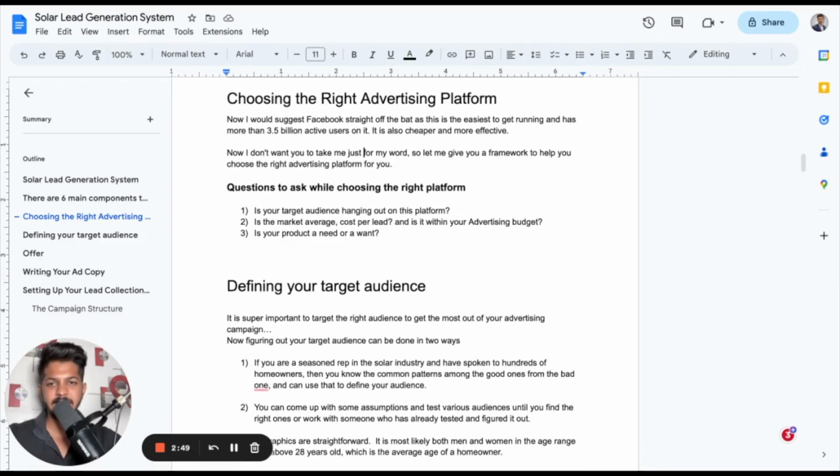Finally, you want to be asking if your product is a need or a want. Need based products tend to do good on search engine based advertising platforms, and want based products tend to do good on interruption based platforms like Facebook and YouTube. Now, solar can be both a need as well as a want. It's your decision to choose which side you lean on.